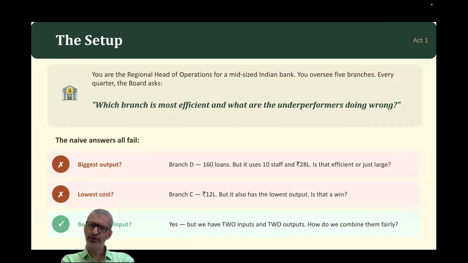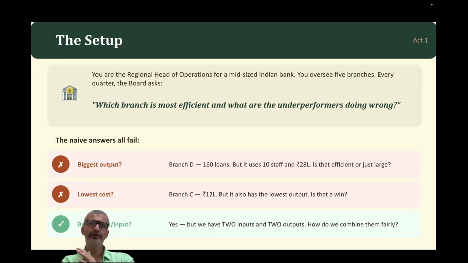Will you consider the lowest cost as an option? Lowest cost branch as an option. Branch C, it has a cost of rupees 12 lakhs, but the output is also less. So can you consider these two as the best or most efficient branches? The answer is no. What we need to look at is the ratio, best output versus input.